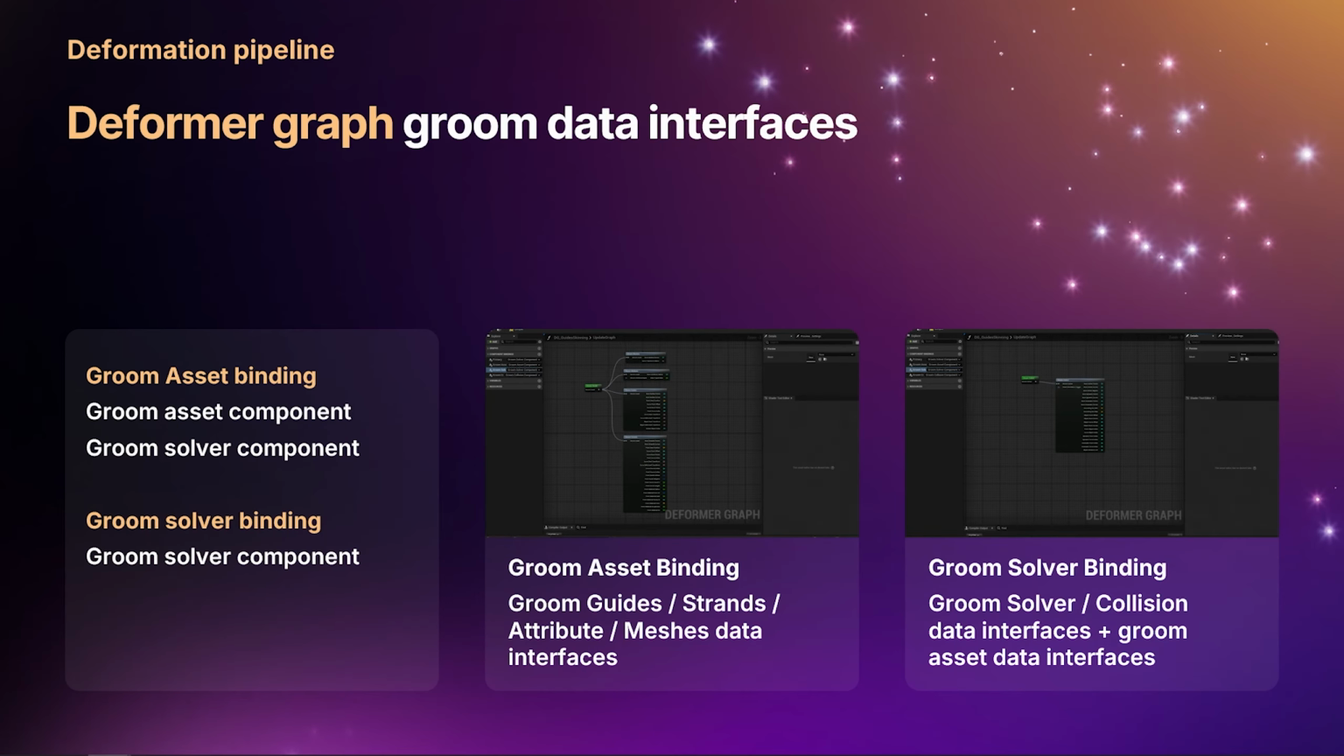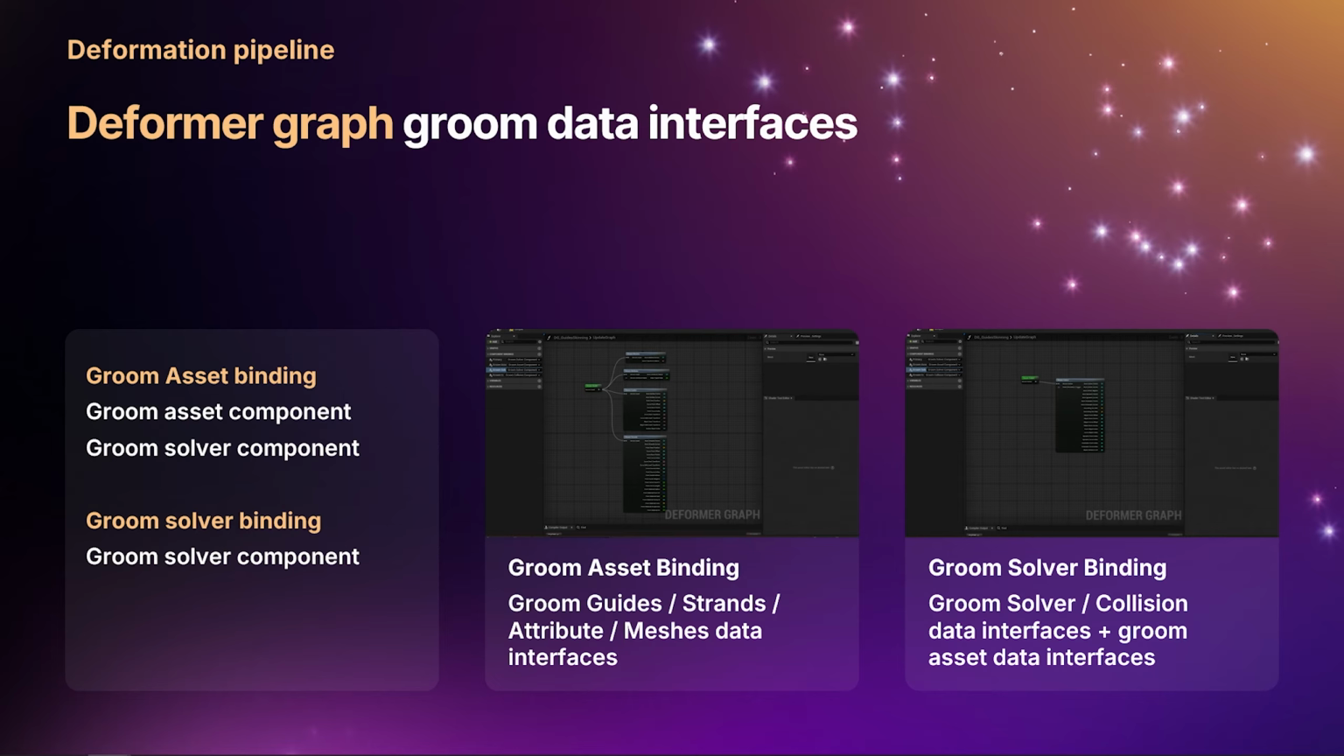And once you have that, the deformer graph has been extended to support the Groom solver. So now we have two bindings in the deformer graph. Before there was only one, which was the Groom asset with only the strands data interface. Now you can access from the Groom asset binding the guide, the strands, and all the Dataflow attributes that you just set up before.